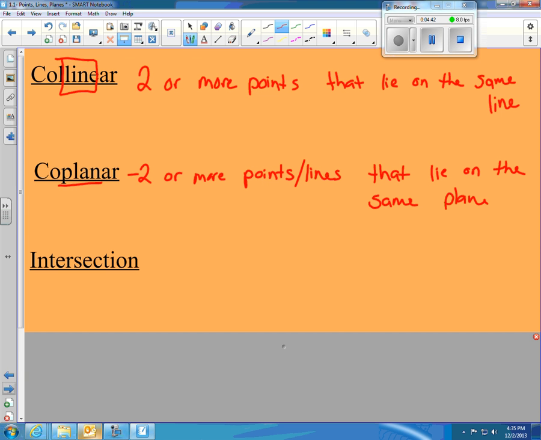An intersection happens when geometric figures have 2 or more points in common. So an intersection is formed when geometric figures, and a geometric figure would be something like a point, a line, or a plane, have two or more points in common.